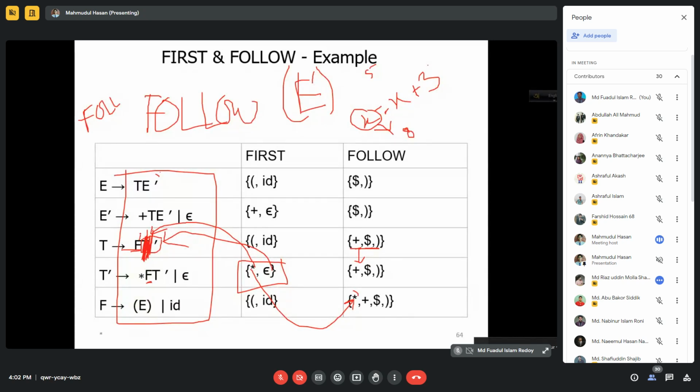So you need to look at the left hand side. That means the follow of f is equal to follow of t. And what is the follow of t? That is plus dollar and closing first bracket. So plus dollar and closing first bracket. Okay? Yes, sir. So there is another f.